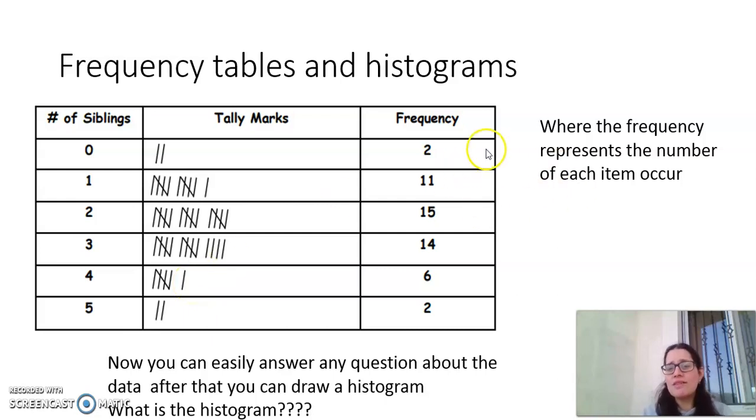Of course, as you remember from the tally chart, the frequency represents the number of students or the number of people who have a certain number of spellings. Now you can easily answer any question about the data. After that, you can draw a histogram.